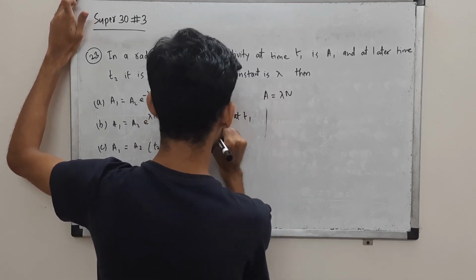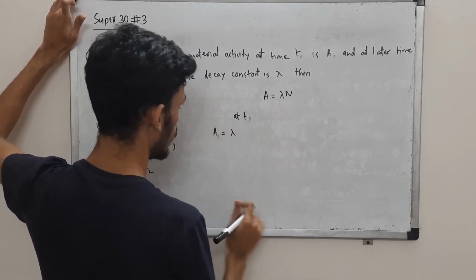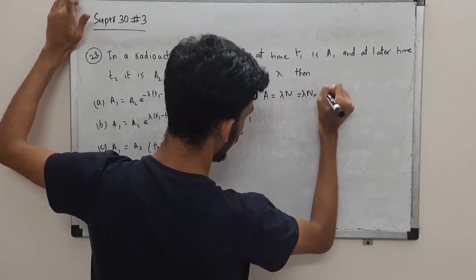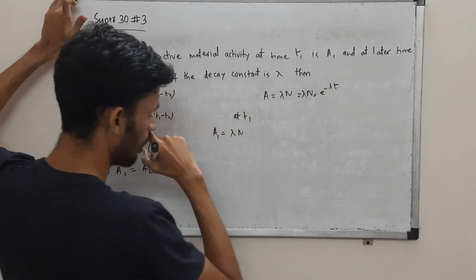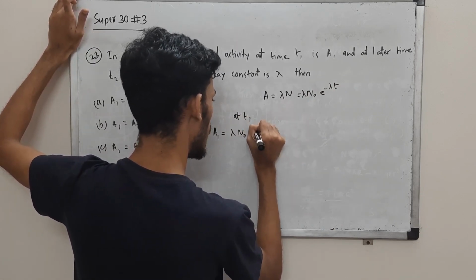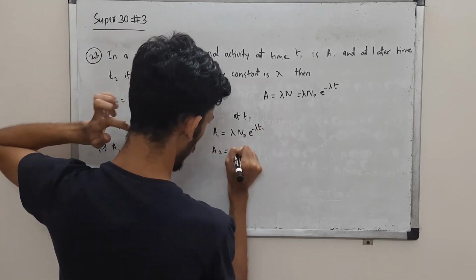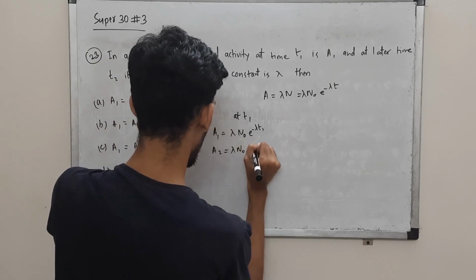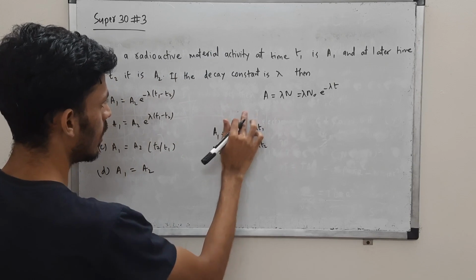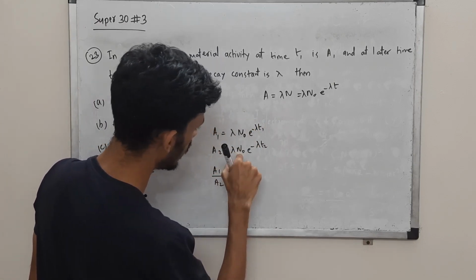It's very simple. So at T1 we have A1 equal to lambda, which is the constant decay constant, times N. We can write N as N0 e raised to minus lambda t, in general. So this will become lambda N0 e raised to minus lambda t1, at time t1. Similarly, A2 will become lambda N0 e raised to minus lambda t2, at t2. Okay, you can divide these two. So A1 by A2, you will get this and this will get cancelled.